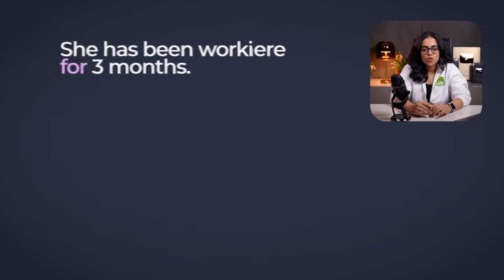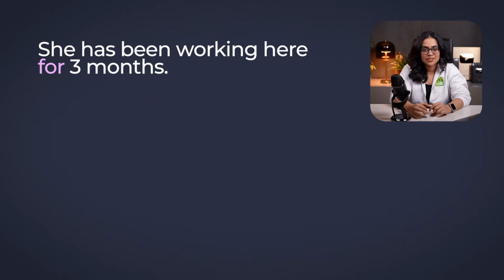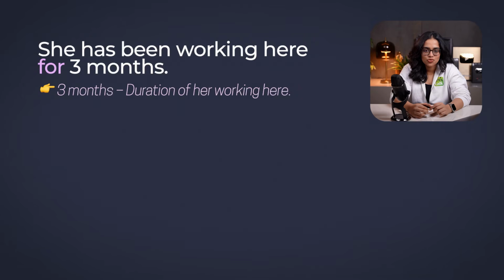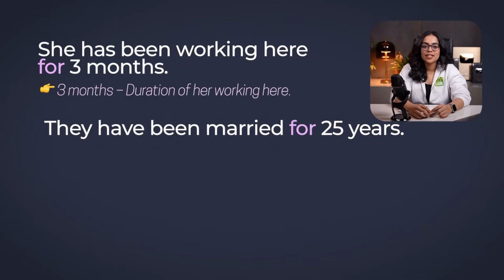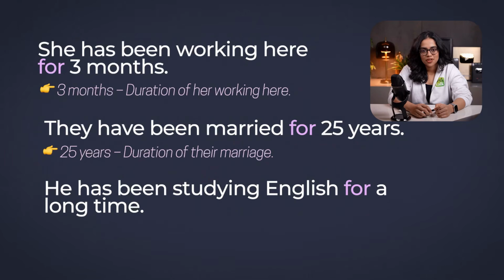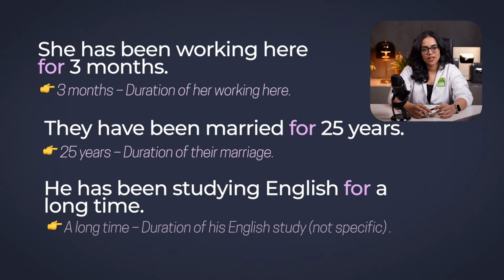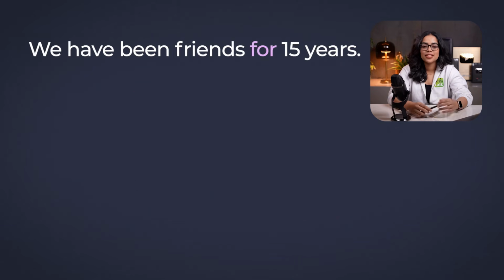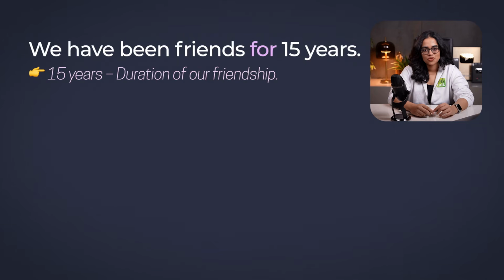She has been working here for 3 months. So 3 months is the duration, her employment duration. They have been married for 25 years. Again, 25 years is the duration they are married. He has been studying English for a long time. Now here we have not mentioned a specific time, but a long time is again a duration. We have been friends for 15 years. Again, 15 years is a duration.